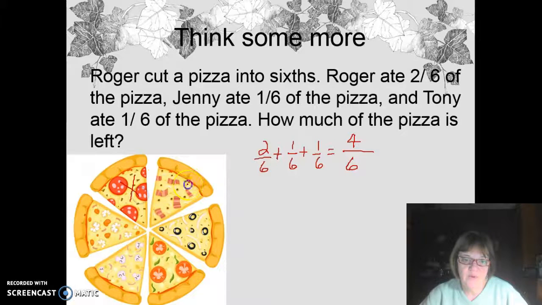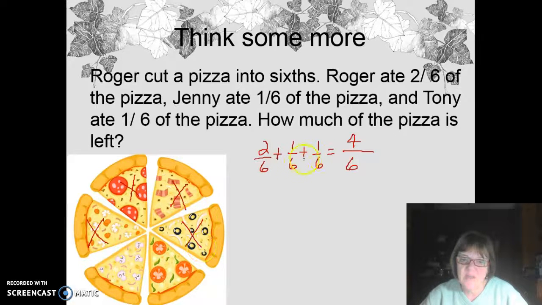So he ate the pepperoni and the bacon. And I know that Jenny, she likes shrimp. She's a seafood lover. So she ate this piece over here. And Tony, he's an onion and olive guy. So he ate this piece over here. So how many pieces are left?